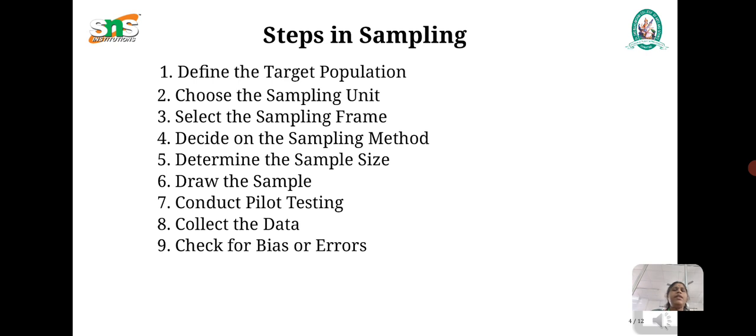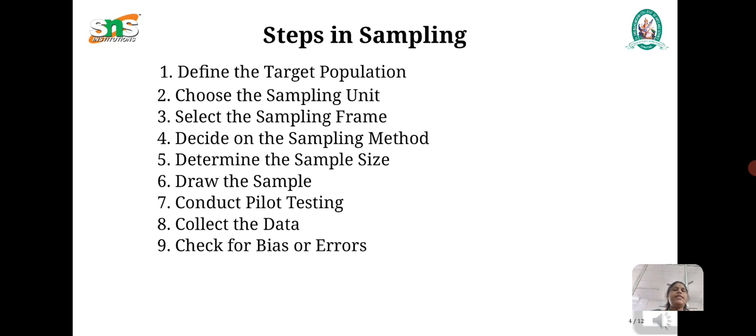The next one is choosing the sampling unit. We have to determine very well what the sampling unit is, how many people will be studied, whether they are from an arts college, or an engineering college, or professional courses like medical students and so on.